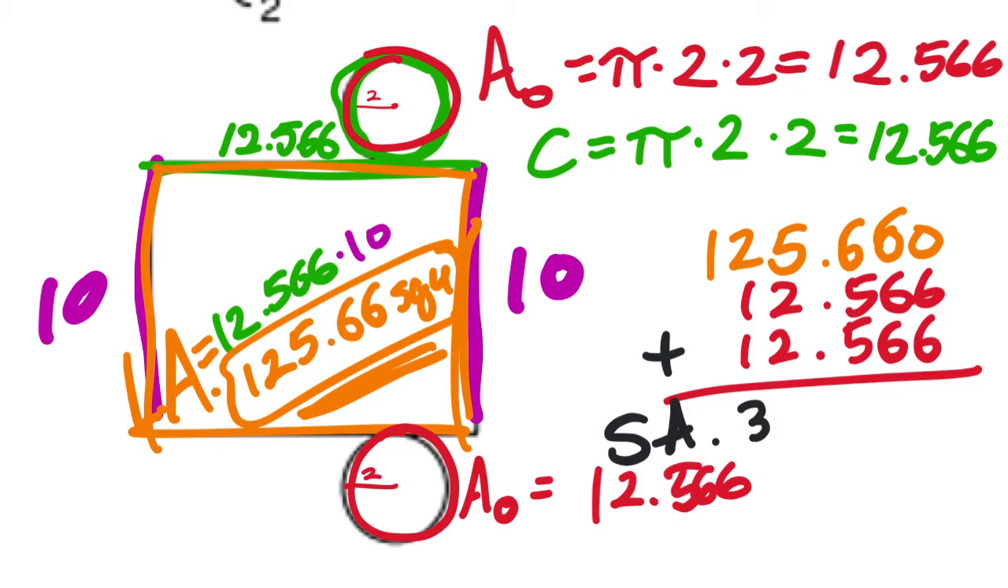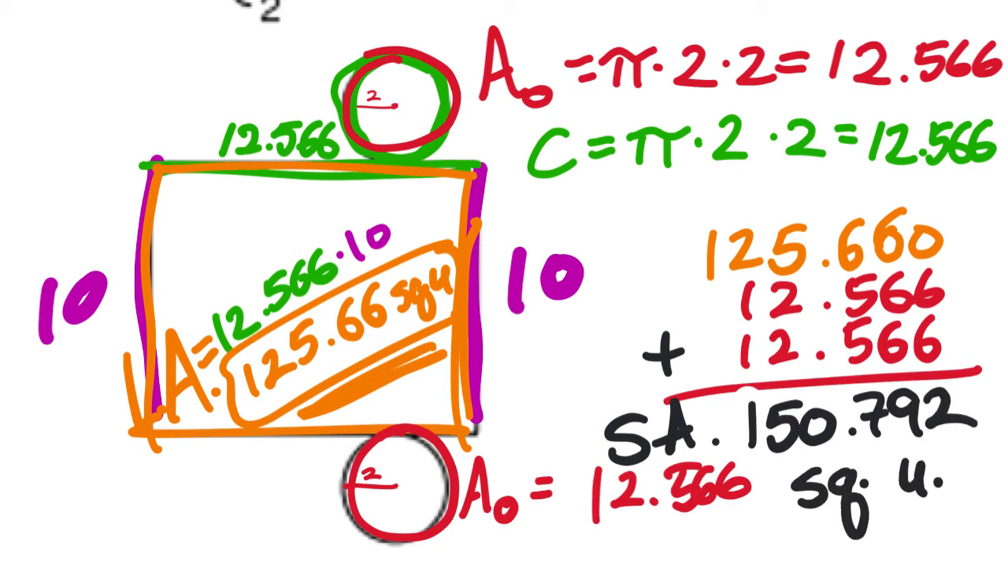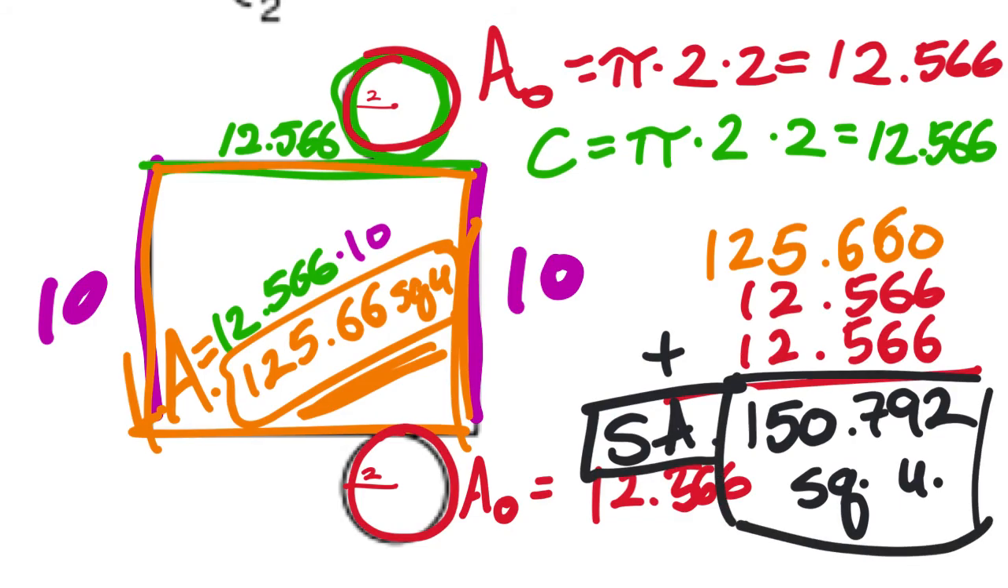3,000, whoa, that seems a little big. Let's try that again. 125.66 plus 12.5, oh, I did times. That's not good. Here we go, 150.792. Again, this is in square units. And that would be the total surface area here. Okay, so we did find both of those. It was very nice.